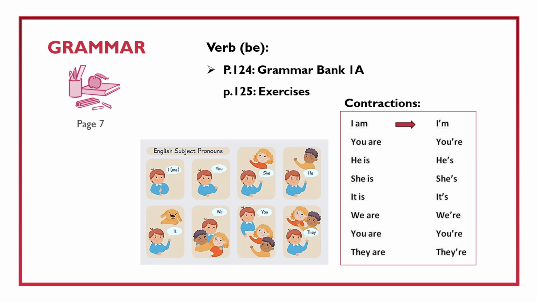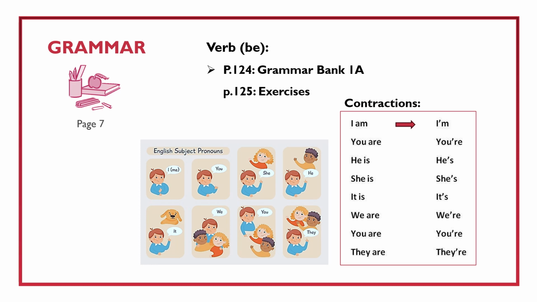Page 7, section 2, grammar. In this grammar section, we have the verb be in affirmatives. So that plus sign you see means affirmative. Affirmatives are sentences that are not in a negative or question form. So they are normal sentences. And we also have subject pronouns.